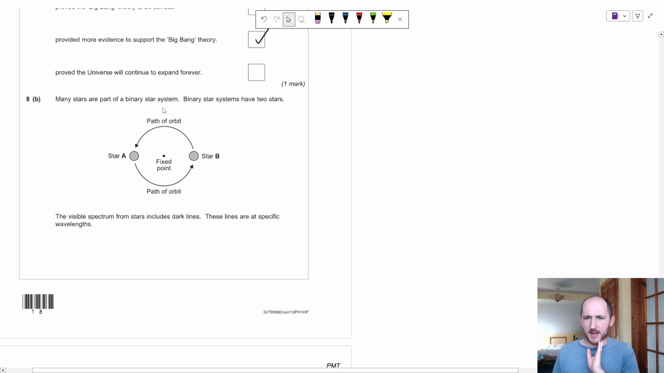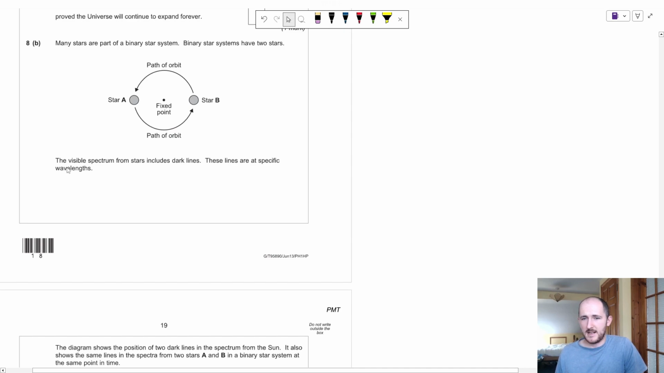Many stars are part of a binary star system. Binary star systems have 2 stars. See what I mean? And I think now most of this is in triple science, maybe? The visual spectrum includes dark lines, the lines at specific wavelengths. This, by the way, comes up in A-level physics in the astrophysics department, which is predominantly AQA. You get a choice of modules.